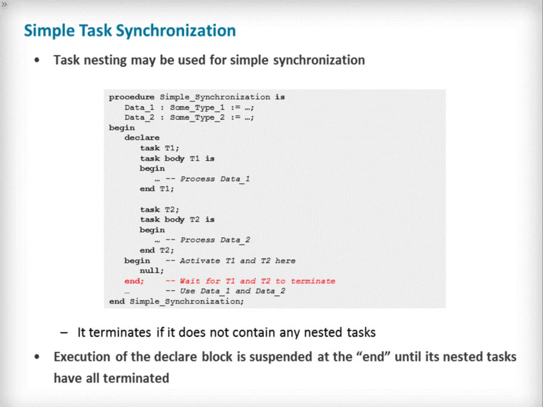terminated. Thus, we introduce a local block in the body of the procedure and declare the two tasks inside the block. When control reaches the end of the block, execution will be suspended till the tasks have terminated. The Simple_Synchronization procedure can safely reference the variables in statements following the inner block.